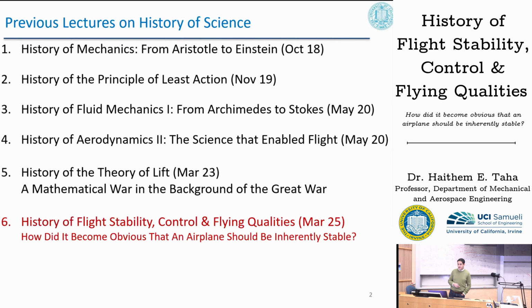Today's talk is on the history of flight stability, control, and flying qualities. Basically, this particular question: how did it become obvious that an airplane should be inherently stable? And the usual disclaimer, like all my endeavors, this is far from being complete. It's almost impossible to combine all the interesting stories and concepts in a single lecture. So this will be simply a hodgepodge of concepts and things from here and there. Hopefully they will form a story.